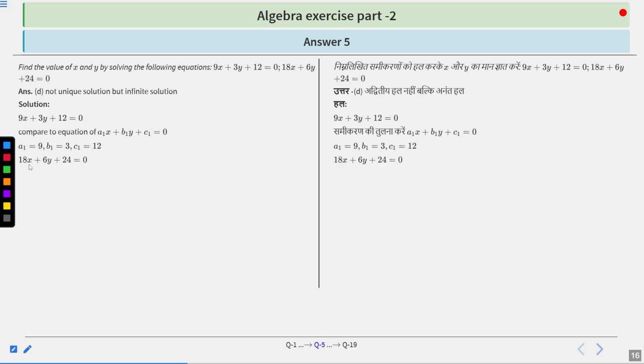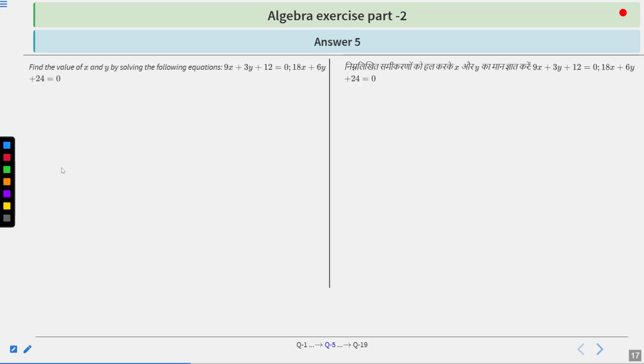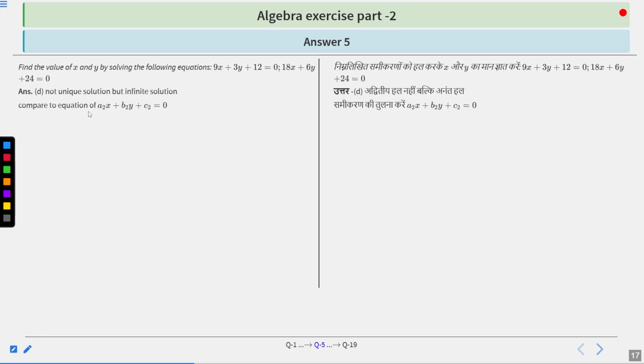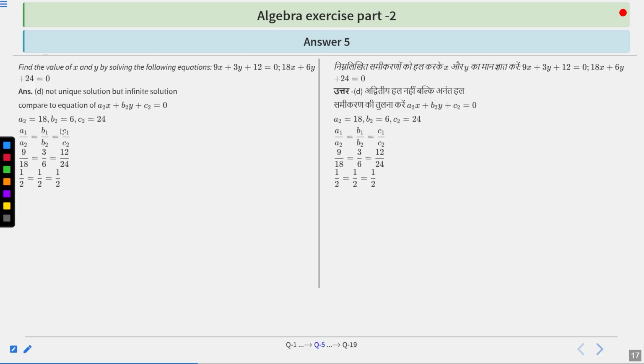Second equation was 18x plus 6y plus 24 equal to 0. So comparing to equation a2x plus b2y plus c2 equal to 0, a2 is 18, b2 is 6 and c2 equal to 24. Now a1 upon a2 is equal to b1 upon b2 equal to c1 upon c2. That is 9 upon 18 equal to 3 upon 6 equal to 12 upon 24. So we can say that all of them are 1 upon 2.